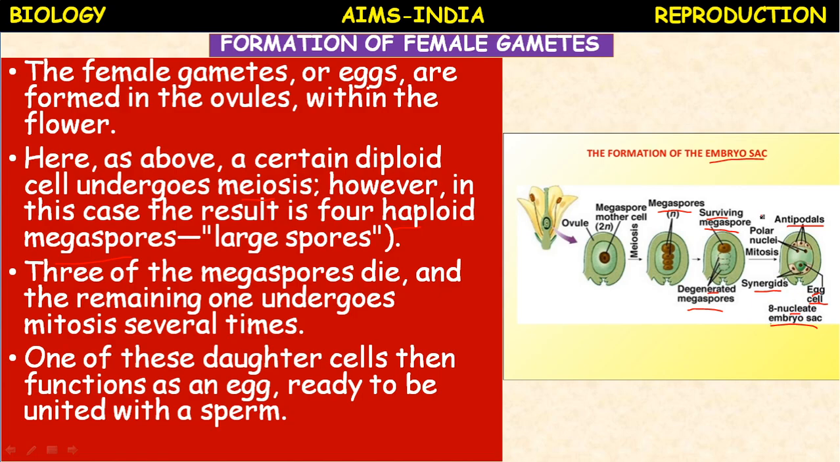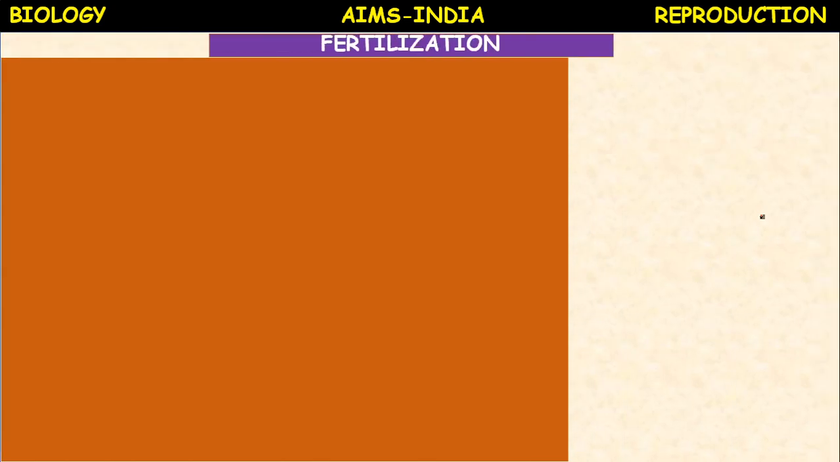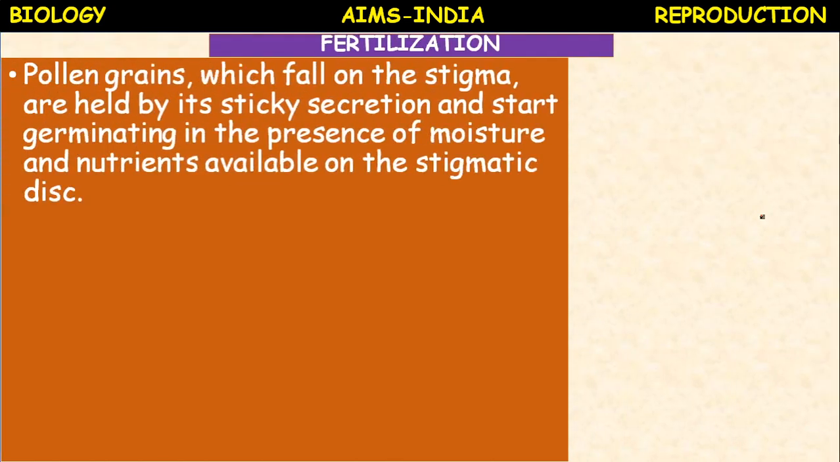So next event, what is that? This is the post fertilization change. Now fertilization. What is fertilization? Before fertilization, one event occurs, that is pollination. This is not mentioned here because you already studied it in the regular textbook.